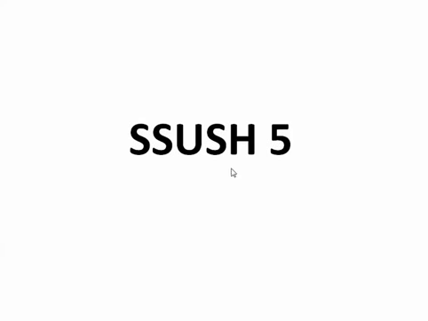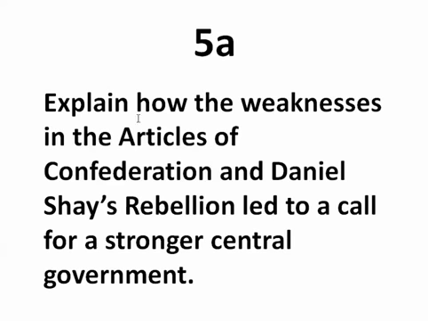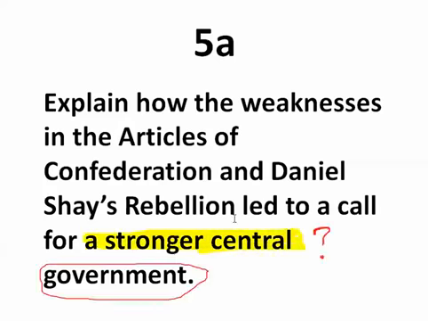Alright, let's look at Standard 5 real quick, Unit 2. 5A says, explain how the weaknesses in the Articles of Confederation and Daniel Shays' rebellion led to a call for a stronger central government. Let's look at this bottom part down here. Led to a call for a stronger central government. What do we mean by stronger central in a government form?